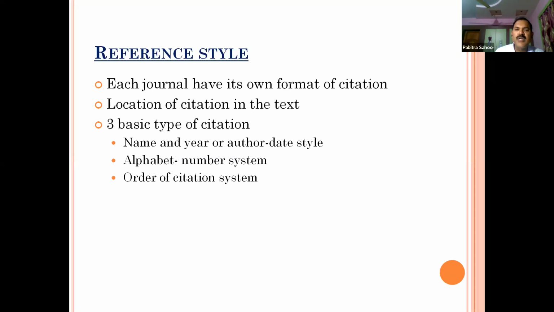As I said, there are different ways of writing the reference at the end of your research article. In a broad way, journals use three types: the name and year of the author style, where the name of the authors and year of publication are written along with the article name. Some other forms are the alphabet and number systems, where numbers are cited in the text. Basically, these three citation systems are used.